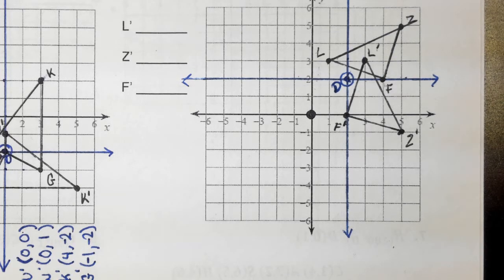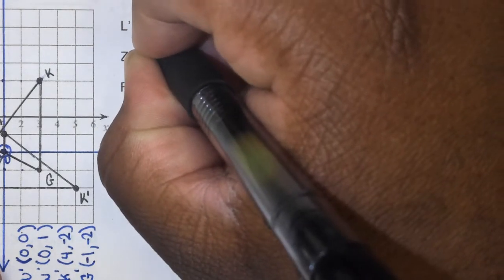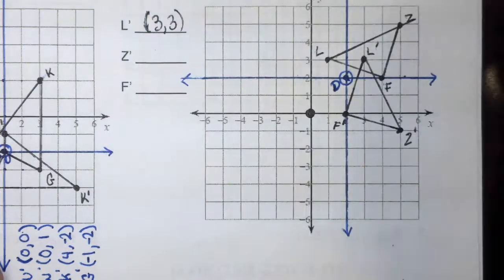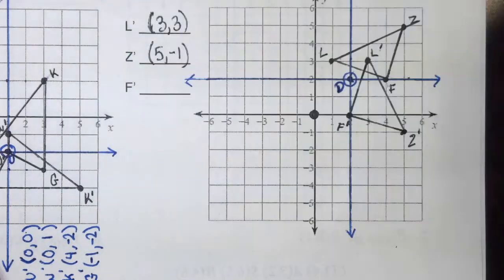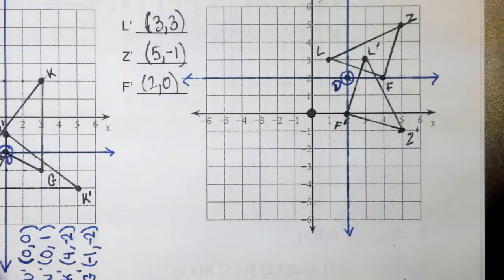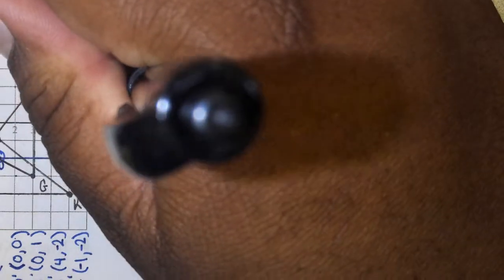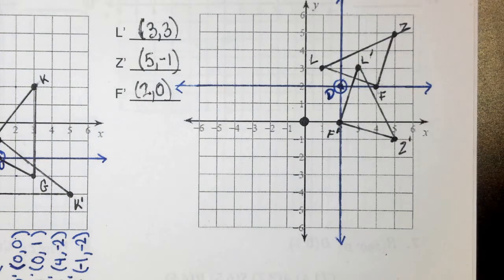Go ahead, Miss Johnson. Yeah, 3, 3. Hold on, my pen running out of ink here. What's the Z prime? I'm sorry. 5, negative 1. And then F prime. 2, 0. Thank you. These are my actuals. You need to understand you need to get these at the end. Get my actual coordinates.